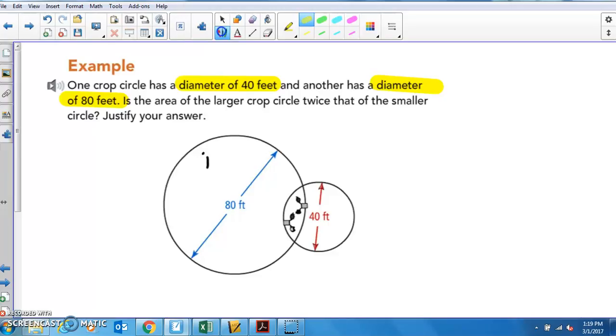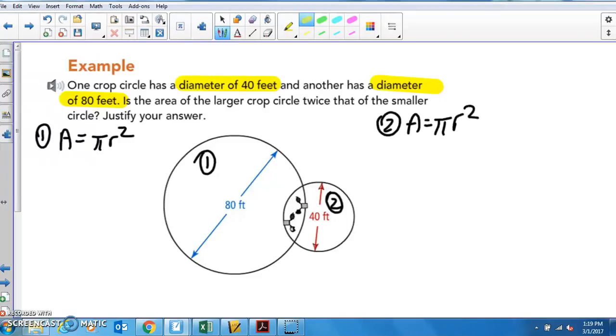So we know we have circle 1, which is larger, and circle 2, which is smaller. For circle 1, we're going to find the area. For circle 2, we're going to find the area. Just ignore that L. So for circle 1, we have a diameter of 80 feet, so you'll need to find the radius. For circle 2, we have a diameter of 40, so you'll have to find the radius.